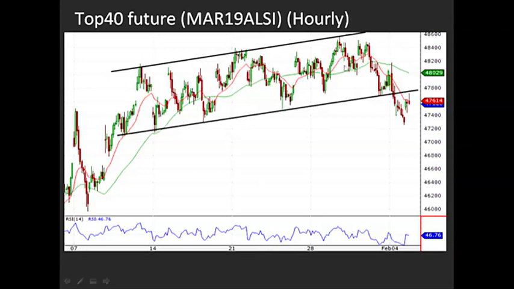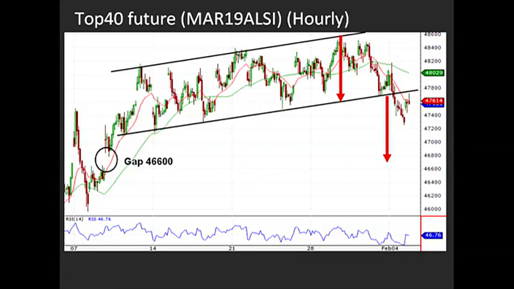What's notable is the break below 47,800 that we saw yesterday, and that breaks the market down below the bottom of this channel. And that potentially points to a downside target of around 46,600, which conveniently lines up where there's a gap in the chart from earlier on in January.